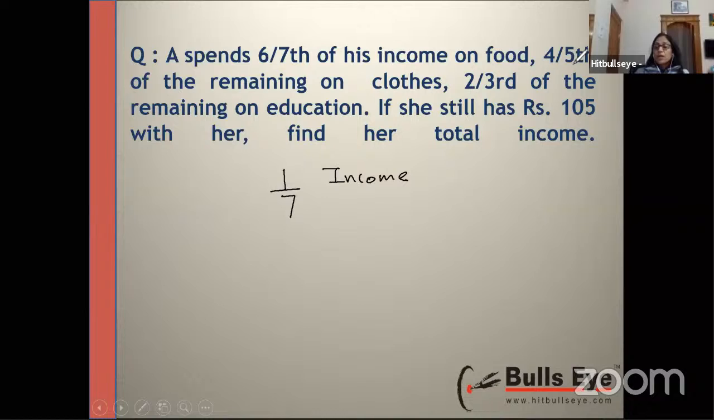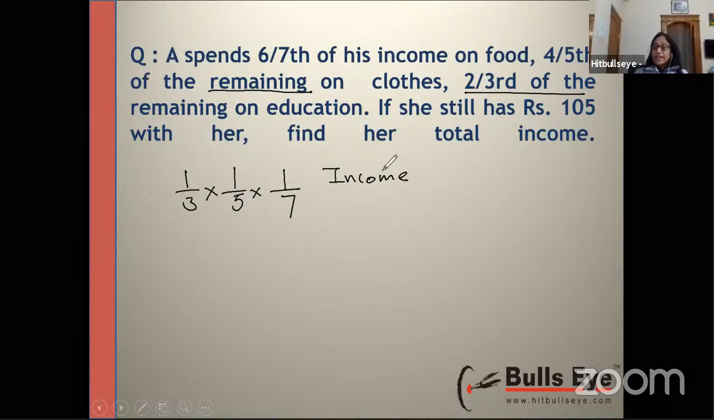Now, what happens? This is what is left with him. Out of this leftover, because the language of the question says of the remaining, he has again consumed 4/5 of this. My focus in the question is what is left with me. 4/5 of this quantity is consumed by me. What is left is 1/5 of this. Next, 2/3 of this has been spent by me. I'm not bothered about that. What I'm bothered about is how much is left with me. What is left with me is 1/3 of this.